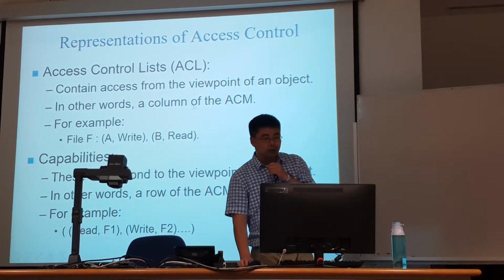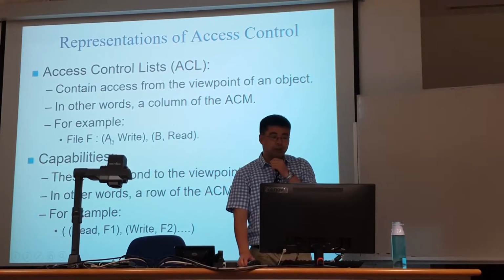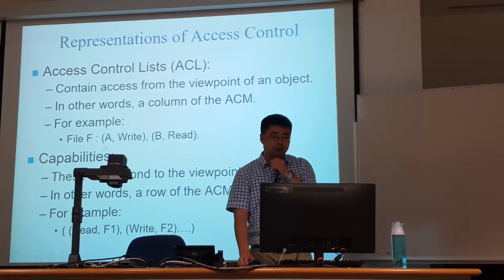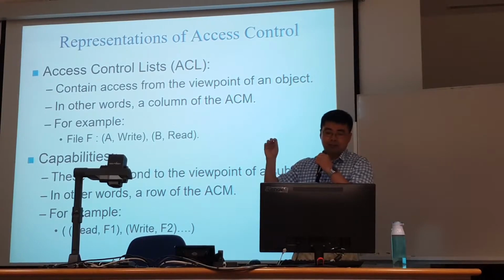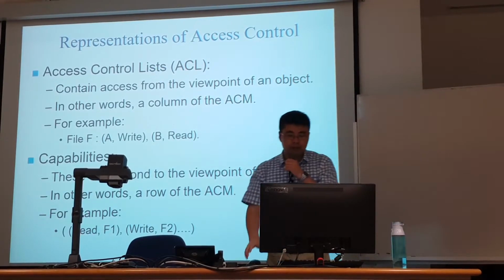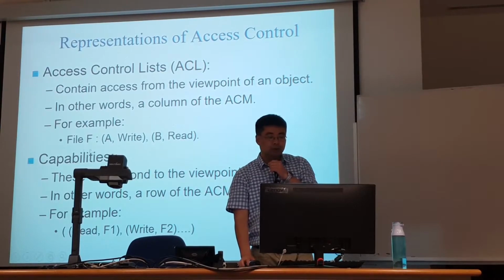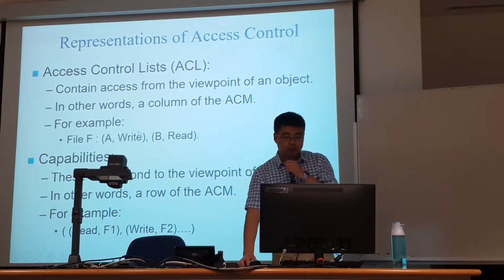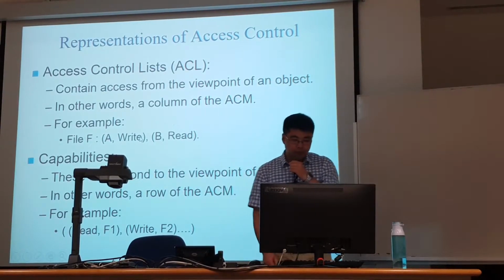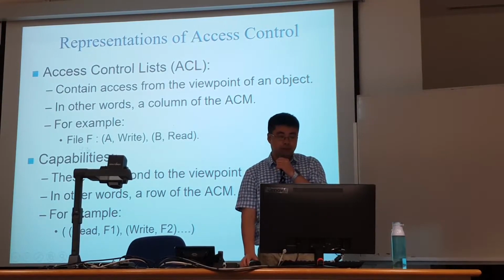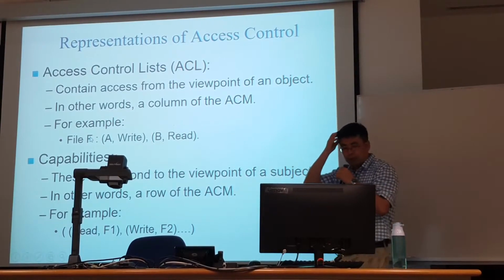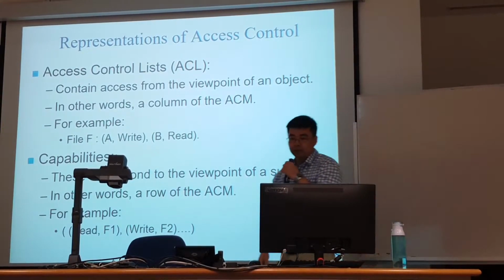For example, for file F, you can define A can write to this file, B can read this file, and so on. In the ACM, you may have a lot of empty cells in the matrix, right? But for the ACL, you don't need to put those empty entries here. You only list the subjects and actions that are allowed for this particular file. So this is one example, and this is from the viewpoint of the object.